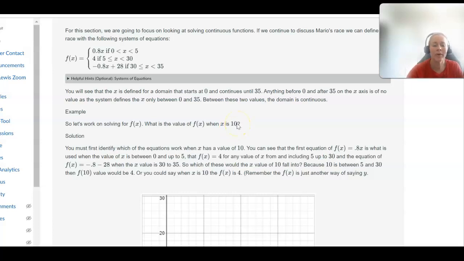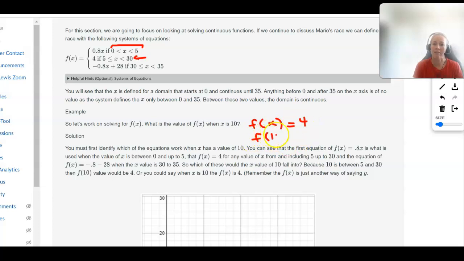So when x is 10, what we want to do is see where x fits in here. We can see we're not between 0 and 5 on this top one. We're between 5 and 30 on this middle one, and that's right where 10 is going to fit in. And that means when x is 10, f of x just equals 4. So that's the time where he's just going at that solid pace. Another way we could say that is f of 10 equals 4. So that means when x equals 10, the value of the function is 4.